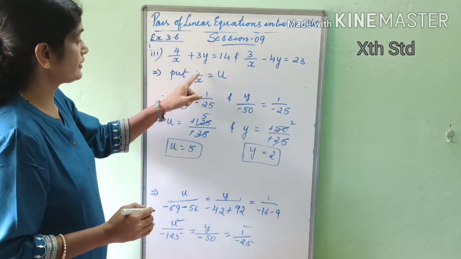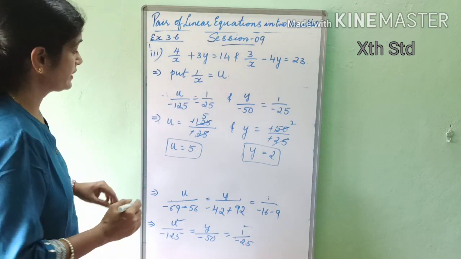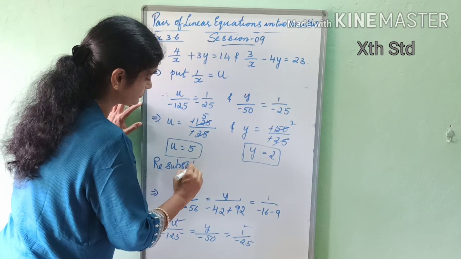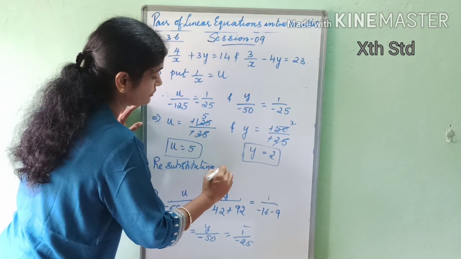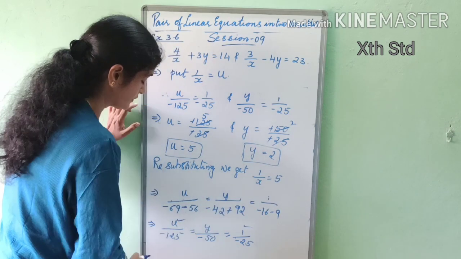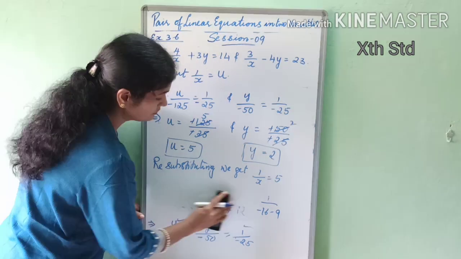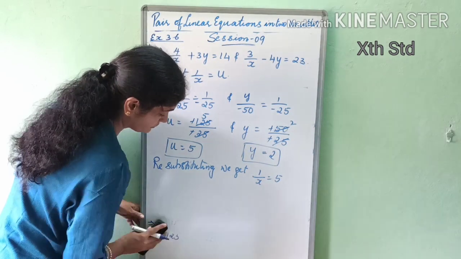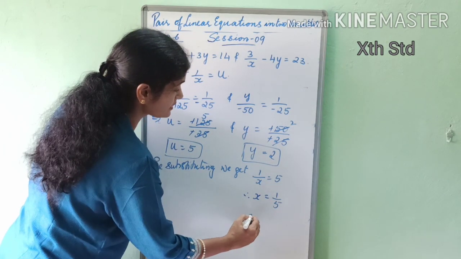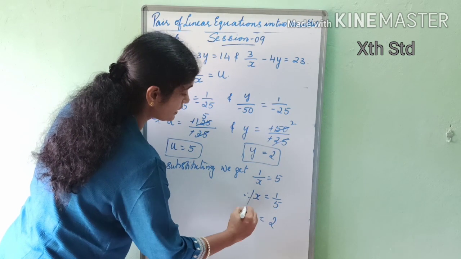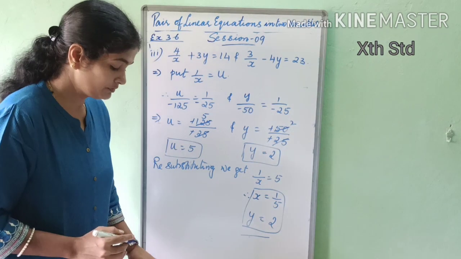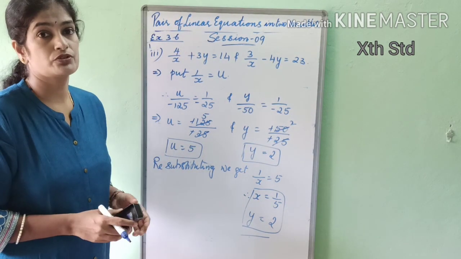But what is u? We have substituted u as 1 by x. So resubstituting, we get 1 by x is equal to 5. Therefore x is equal to 1 by 5. x is 1 by 5 and y is 2 are the solutions of this particular equation. Okay. Then with this we will move to the next question.